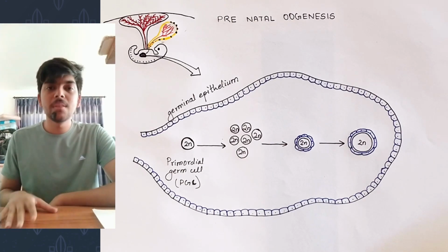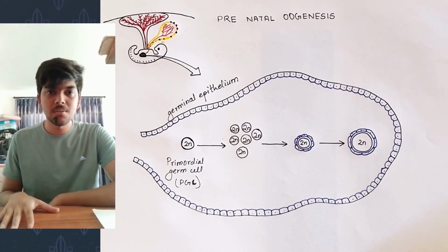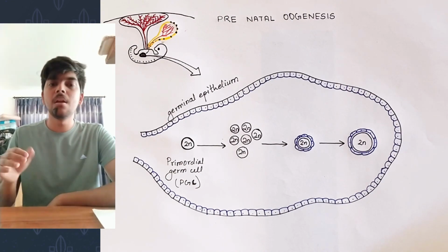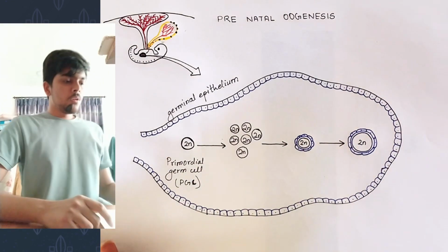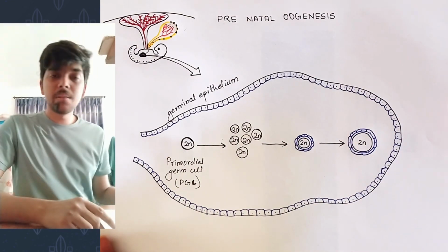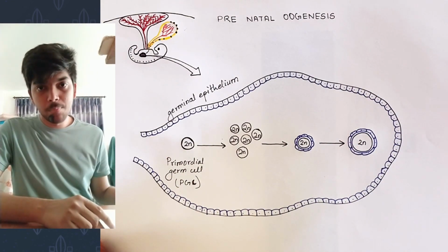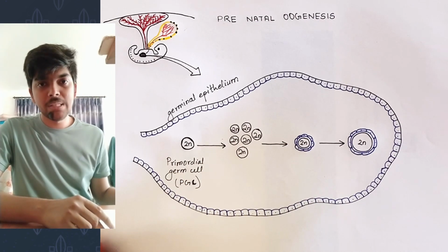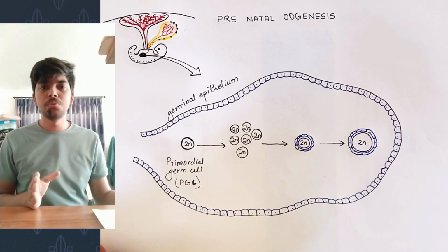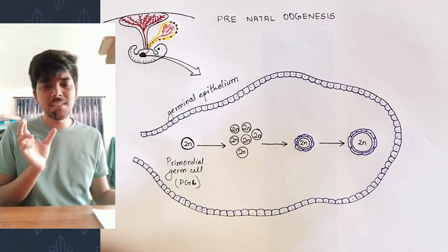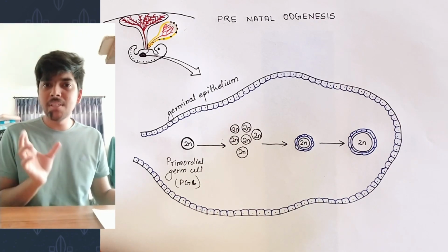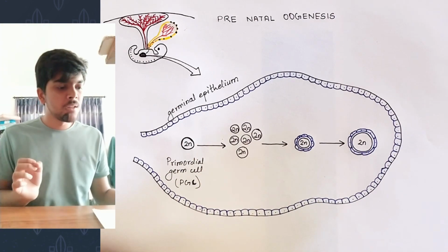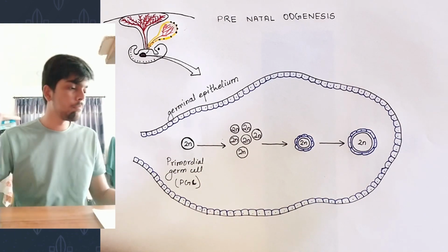First, let's deal with prenatal oogenesis, or the process of formation of egg before birth. This is the beginning of a new story, the beginning of the story of formation of egg. So I want you to listen to each and every sentence that I say very closely, because each and every sentence matters. Now, let's begin the story.